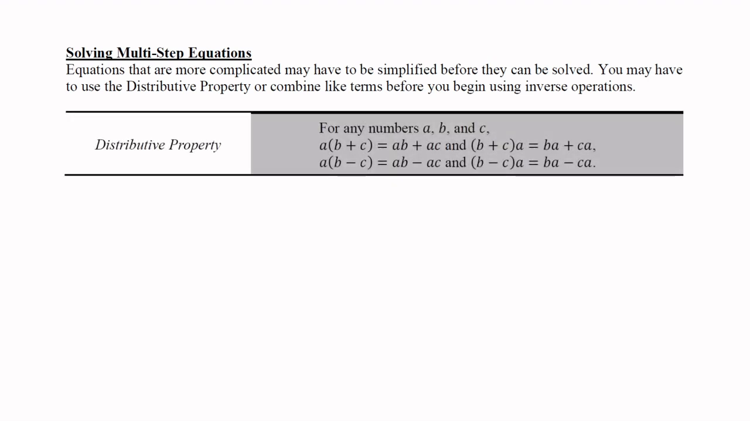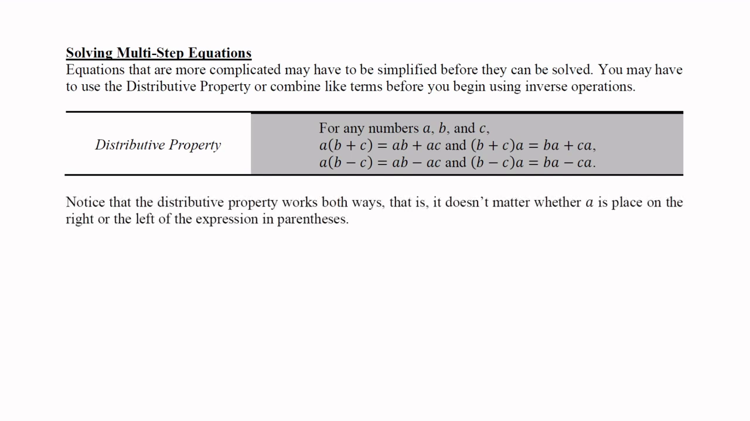So the distributive property states that for any numbers a, b, and c, a times the quantity b plus c is equal to ab plus ac. In other words, you take your a and multiply it by the b. You also take that a and you multiply it by the c. And you can also reverse it. You can have a be on the other side of the parentheses. It still works either way. It also works for subtraction as well.